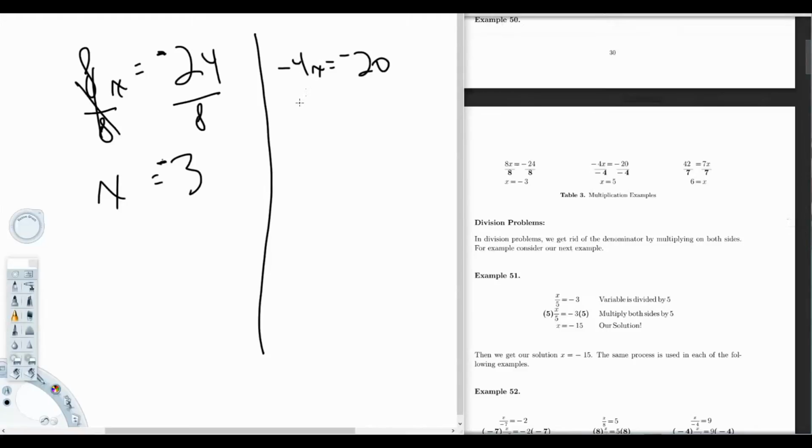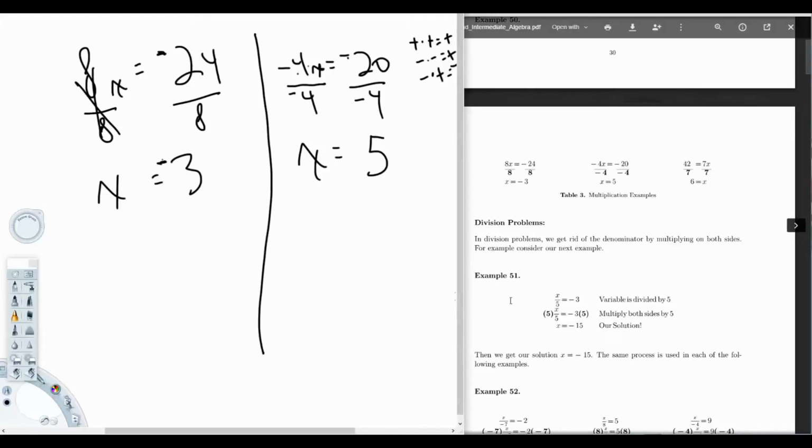Moving along, minus 4x equals minus 20. We want to find x, right? So what we're going to do is divide by negative 4. If we want to get rid of a negative 4, you divide by negative 4, and we do the same thing to the other side. So we're left with x equals negative 20 divided by negative 4 equals 5, because a negative divided by a negative equals a positive, right? Positive times positive equals positive. Negative times negative equals positive. Negative times positive equals negative, right? That's the rule.